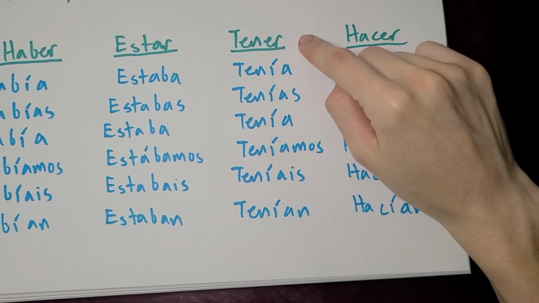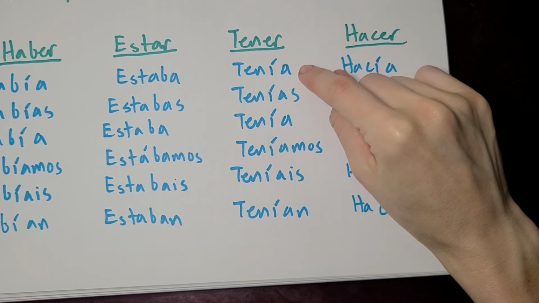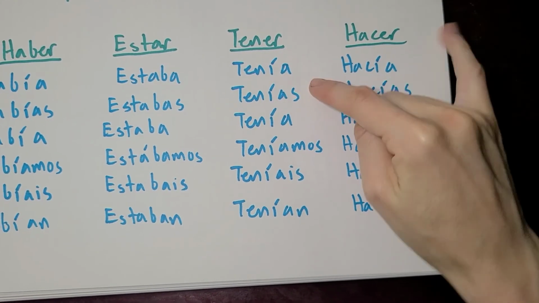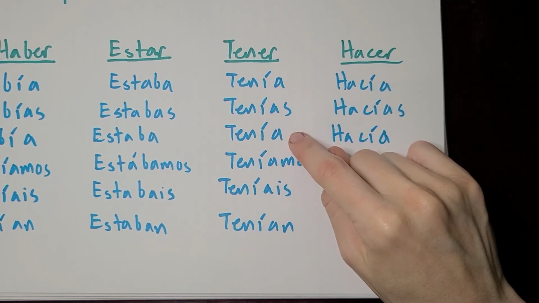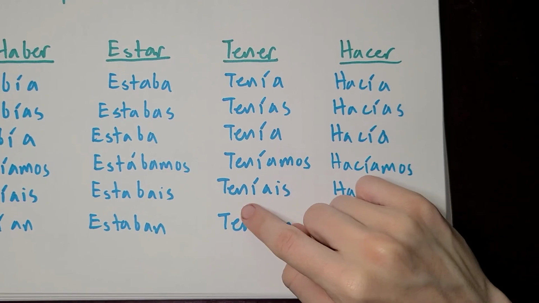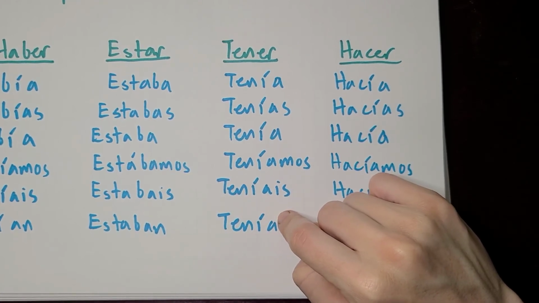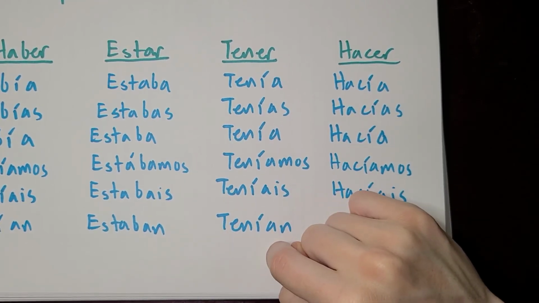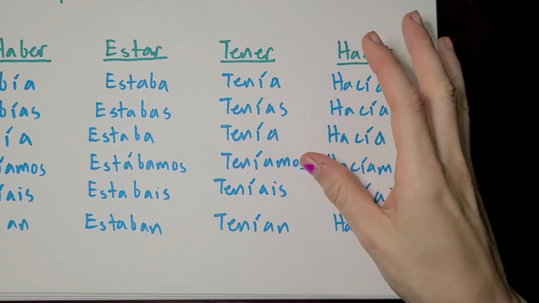Tener, that means to have. Yo tenía, I used to have. Tú tenías, you used to have. Él tenía, he used to have. Nosotros teníamos, we used to have. Vosotros teníais, you all used to have. Ellos tenían, they used to have.